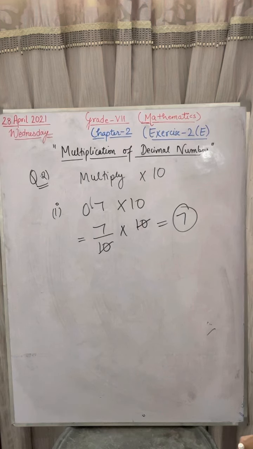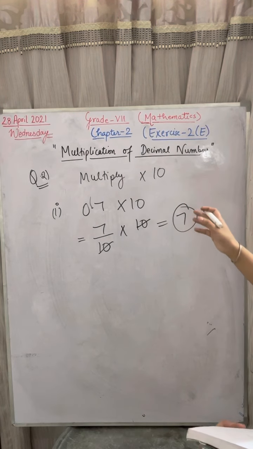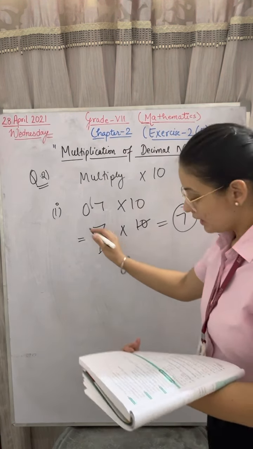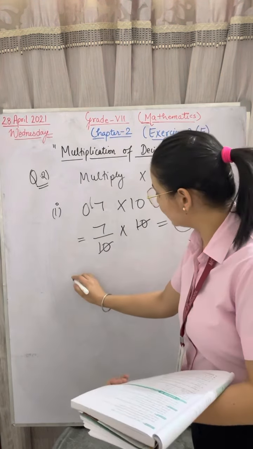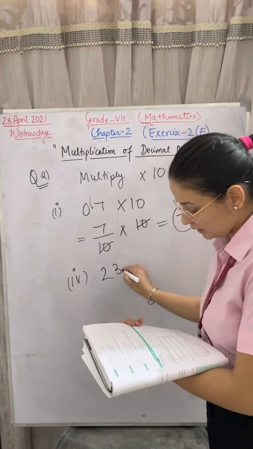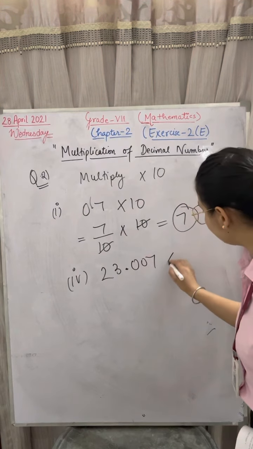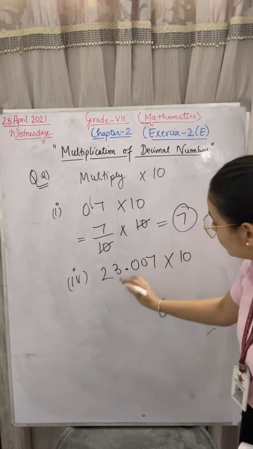Anshika, no need to write anything. Just understand the concept. Try to understand the concept. I'm giving you 2 to 3 parts for homework. Now I'm doing the last part, that is the 4th part. 23.007. Now you have to multiply with 10. First of all, remove the decimal.